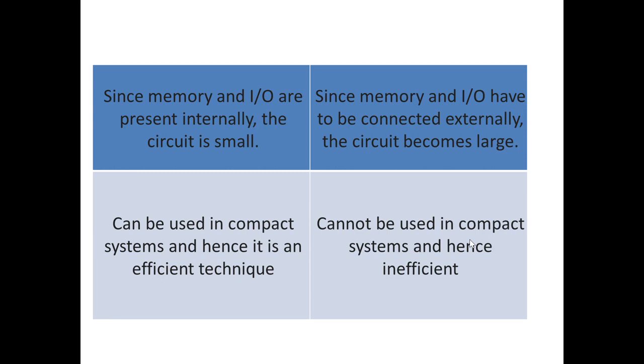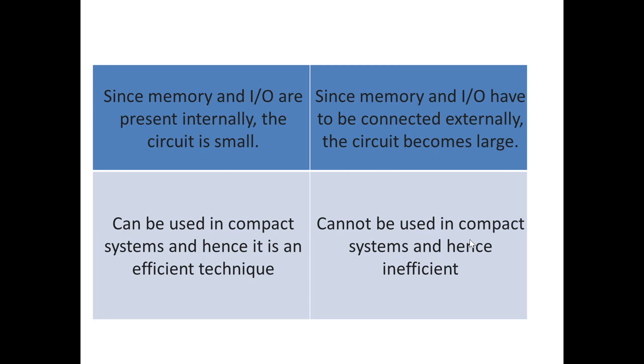Since memory and I/O are present internally, the circuit is very small in the microcontroller. As it is a separate device, a single circuit is enough to control everything. In a microprocessor, as we have many I/Os, we have separate circuits to control each and every external device, so the total size will be somewhat large. With so many circuits and power distributions involved, it needs more space, and in size it is too large. The microcontroller can be used in compact systems, hence it's an efficient technique.